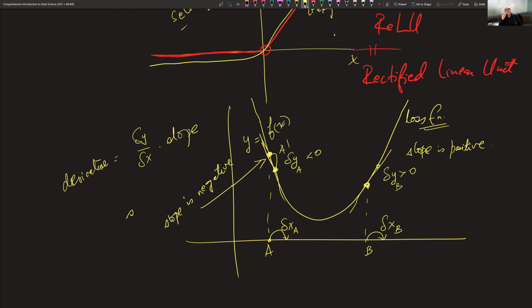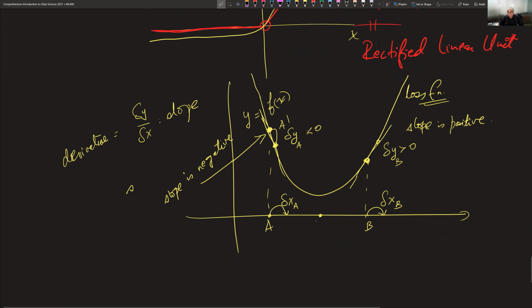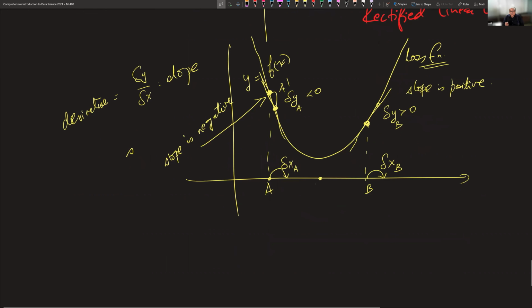Now, suppose your goal is to find the minima, the point on the x-axis where this function achieves its minima. You could have started with any point. Randomly, you could have started from A or you could have started from B. You don't know, because initially you just start somewhere and you say, now what do I do? Where do I go? So it turns out that you can do this.